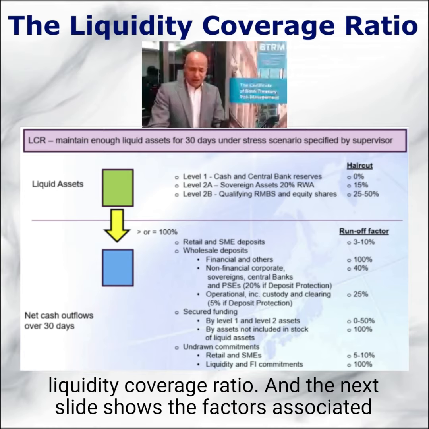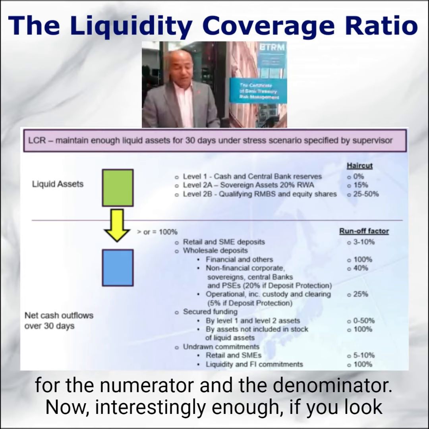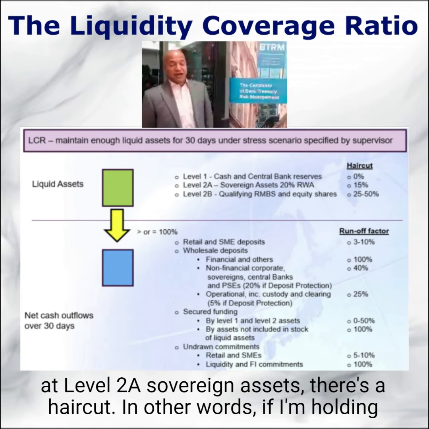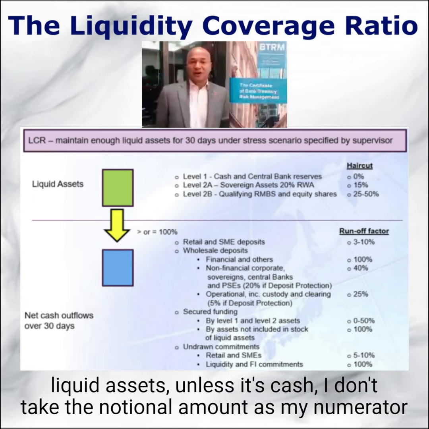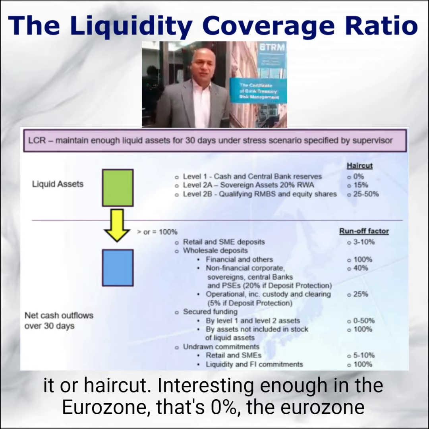And the next slide shows the factors associated with each type of product for the numerator and the denominator. Now, interestingly enough, if you look at level 2A, sovereign assets, there's a haircut. In other words, if I'm holding liquid assets, unless it's cash, I don't take the notional amount as my numerator number. I need to shave it. I need to apply a margin to it or haircut.